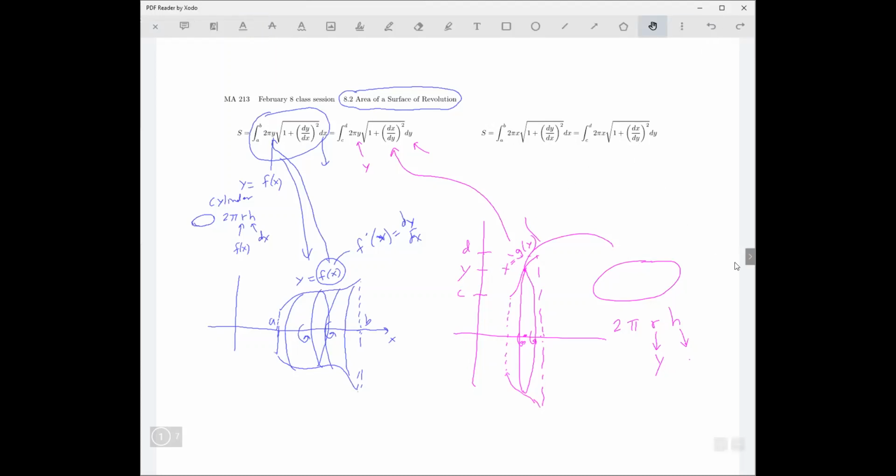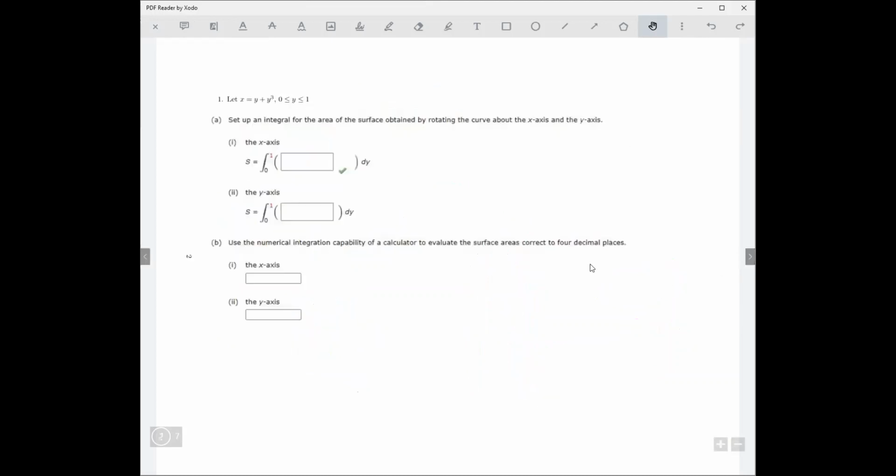So that's how things work. So let's go ahead and do some exercises. The first one, we have x equals y plus y cubed from 0 to 1. And here you're revolving it around the x-axis.